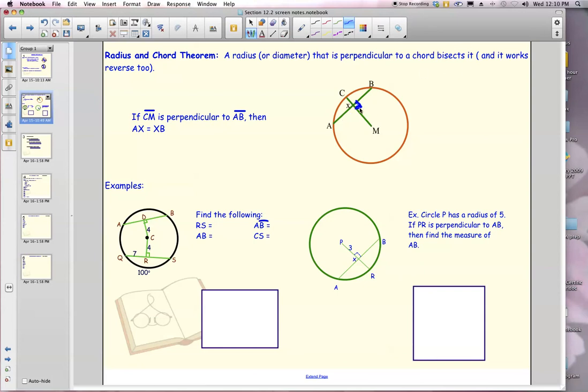So if there's a 90-degree angle here, then the distance from A to X would have to be the same as the distance from X to B. And it goes both ways. So if you know this distance is equal to this distance, then that has to be a right angle. Okay? So a radius drawn to a chord, if it's drawn at a 90-degree angle, it will create equal parts in the chord. AX would be equal to XB.